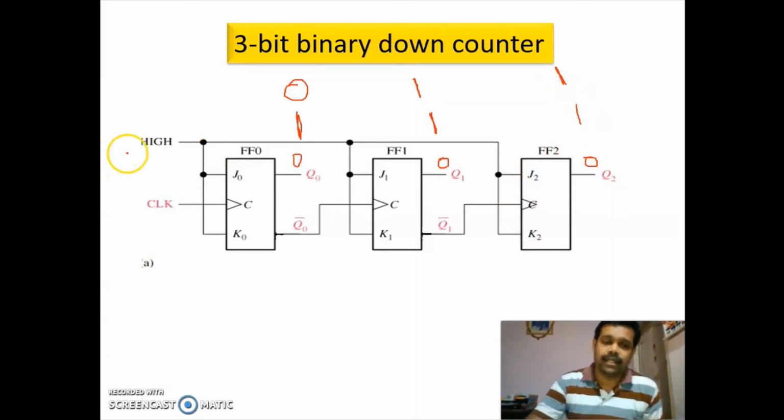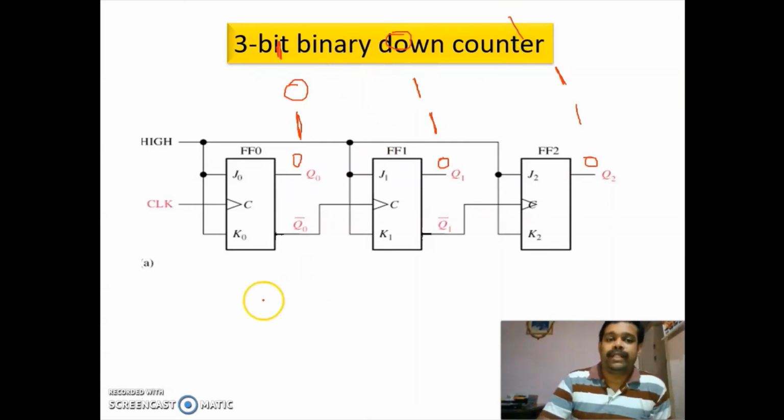During the next clock pulse, this 0 will change to 1. Since you are having 0 here, the output of this flip flop will change to 0. But at that time, input to this clock is 1, so it will not change. The same output is coming.